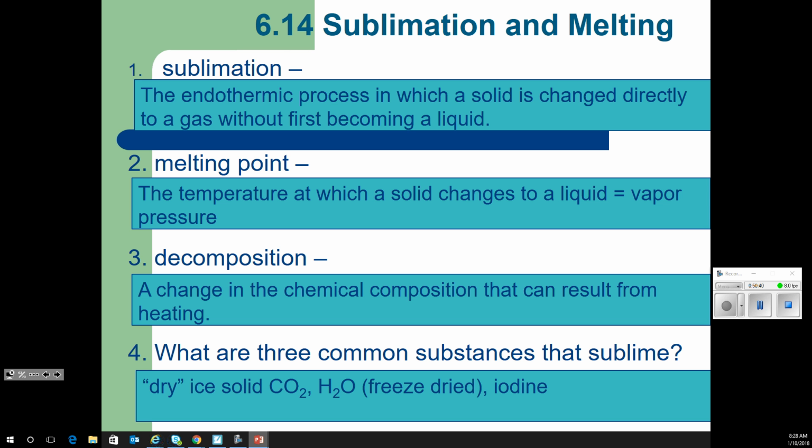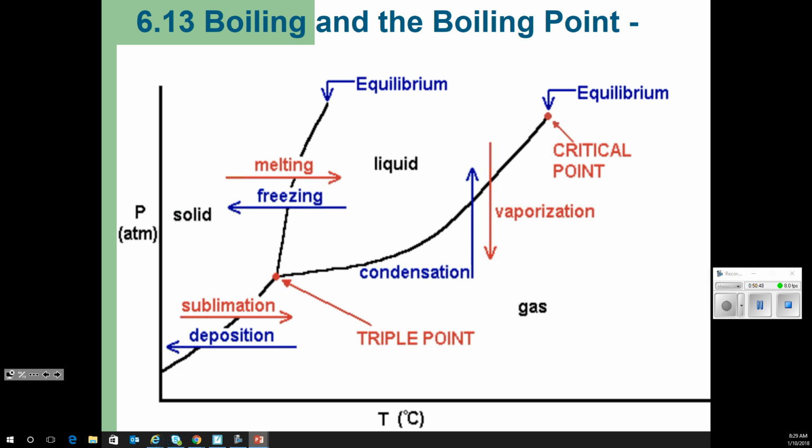Last one, just remember, dry ice, solid CO2, water, freeze-dried. So it has to be in a dry environment. If it's in a wet environment, it won't work. And iodine. Okay, so here we have this lovely thing. This is called a phase diagram. This phase diagram you need to be able to read. You need to be able to do things with it. This also is on most ACTs, SATs. They use graphs. You need to be able to read graphs.